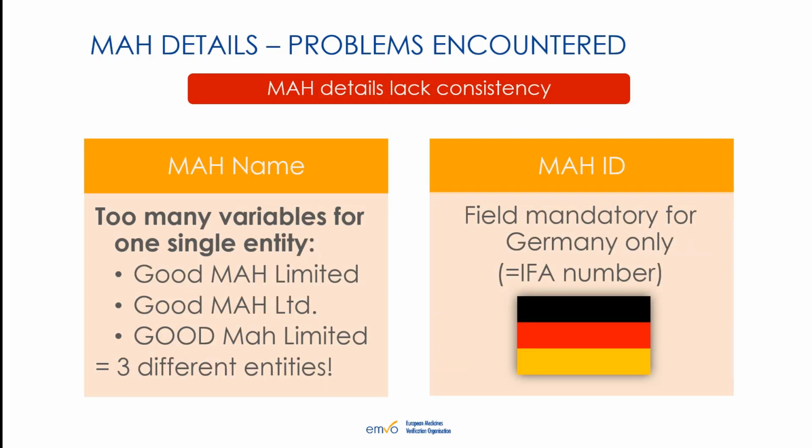Let's now take a look at some of the problems encountered with the entry of the MAH details. Sadly, most OBPs seem to have challenges with this one. Firstly, the MAH ID. This should only be used for product marketed in Germany, and when it is used, the MAH ID should equal the IFA ID. In all other cases, for all other markets, it should be left blank.